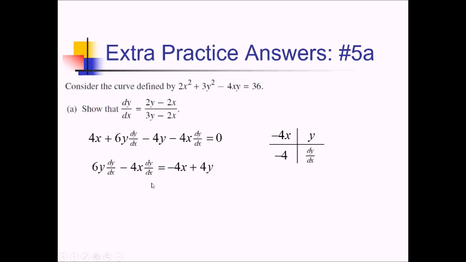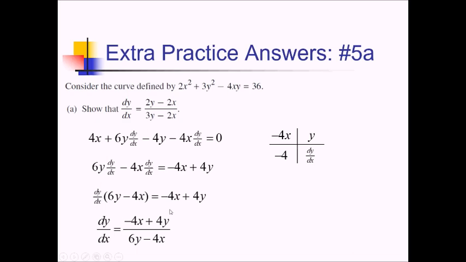So now I can factor dy over dx out of the left side, leaving me with just 6y minus 4x. And if I divide both sides by that parentheses, I've got dy over dx all by itself. Unfortunately, I haven't actually finished the problem yet because this expression and the expression that they wanted don't match up. It's algebraically equivalent, but you actually have to make them match up.